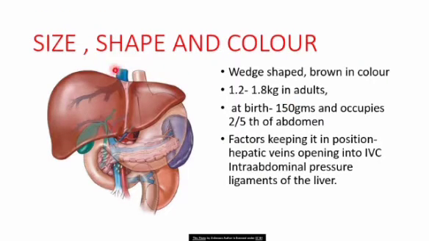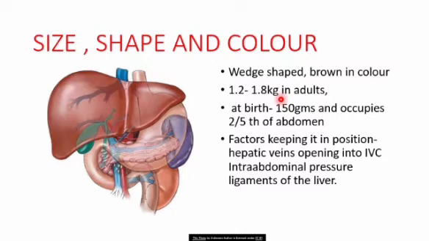Now we come to the size, shape and color of the liver. The liver is a wedge shaped organ. It appears brown in color, and its weight ranges from 1.2 to 1.8 kgs in adults. The weight may vary between the male and the female. In the female it ranges between 1.2 to 1.4 kgs, whereas in the male it ranges between 1.4 to 1.8 kgs. Because these numbers are not constant in all books, it is better to maintain the range from the lower limit to the higher limit.